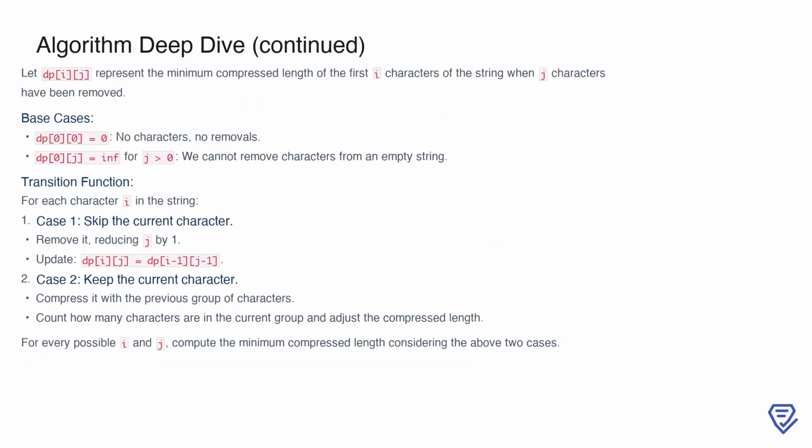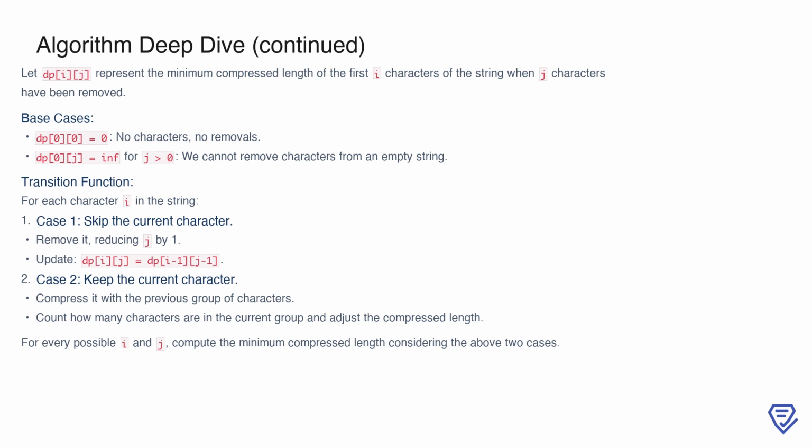To formalize the dynamic programming approach, we define a DP table where DP(i, j) represents the minimum compressed length of the first i characters of the string, given that exactly j characters have been removed. For the base cases, if there are no characters to consider, DP(0, 0) is 0 since there's nothing to compress. On the other hand, if we try to remove characters from an empty string, the result is invalid, so DP(0, j) is set to infinity for all j greater than 0.